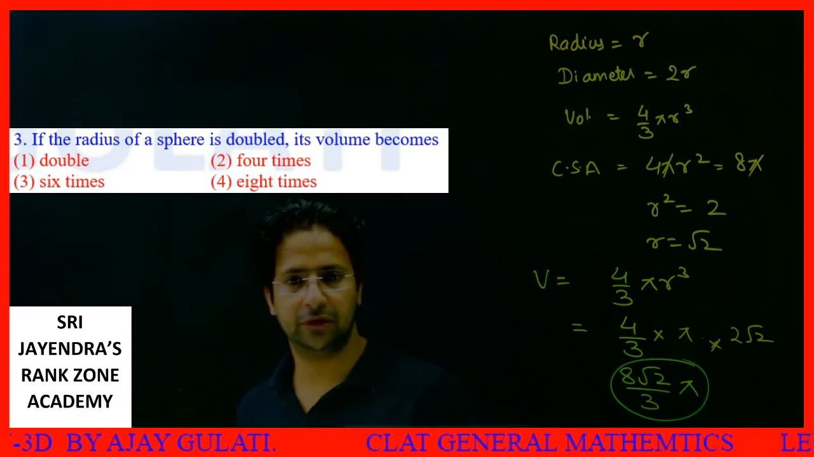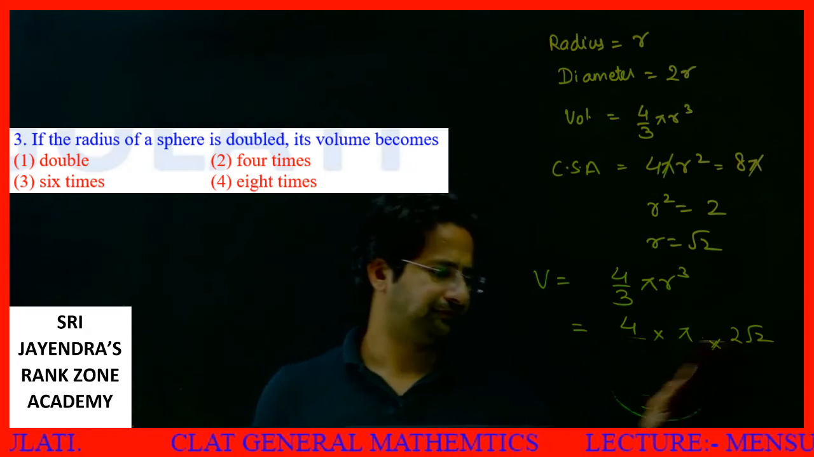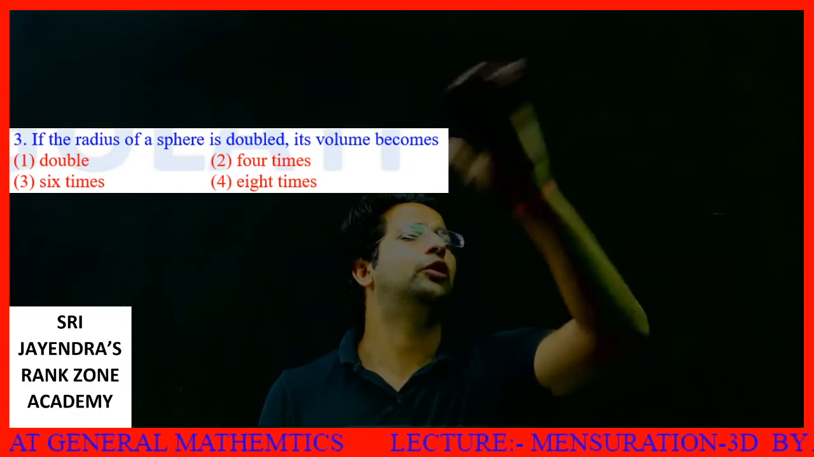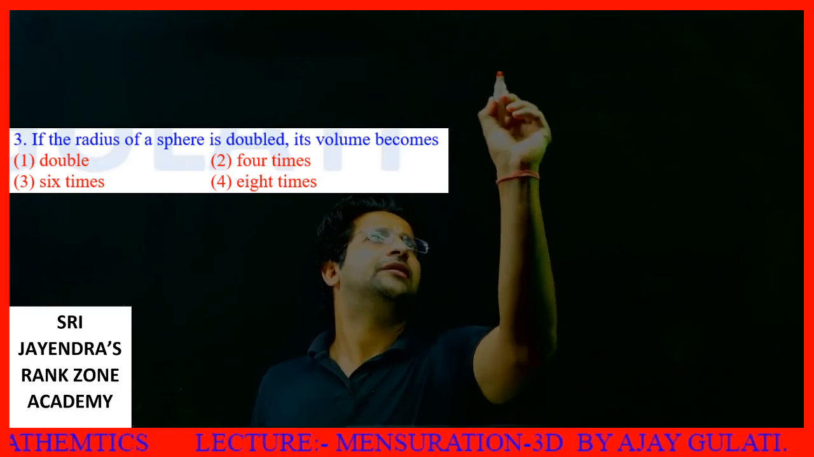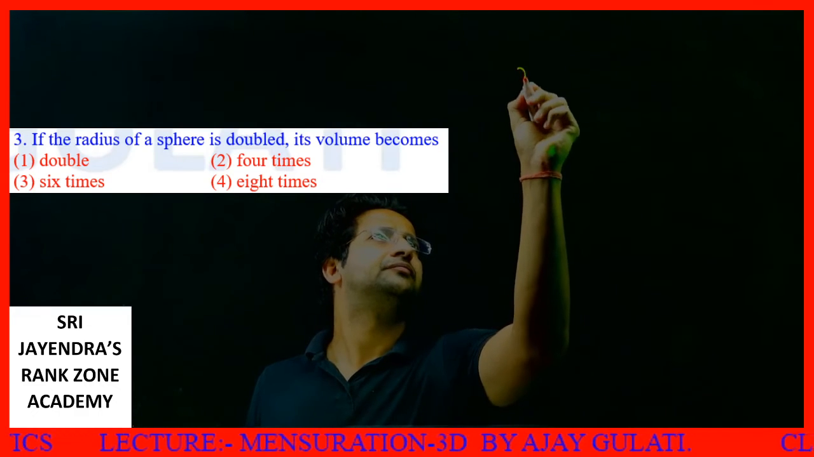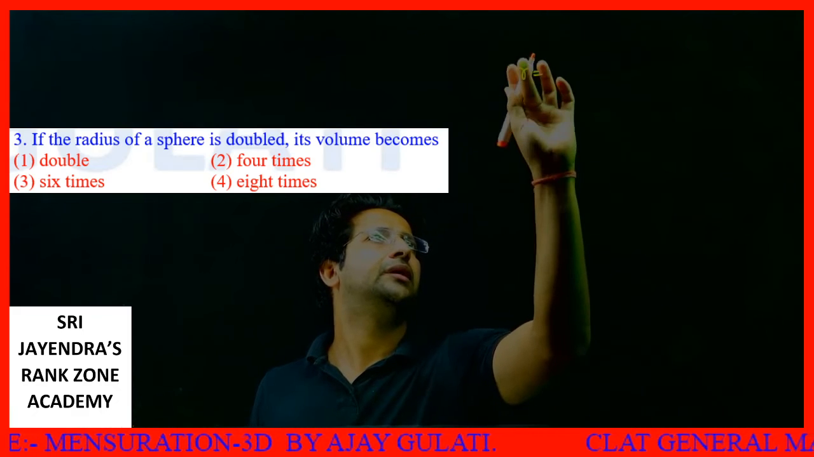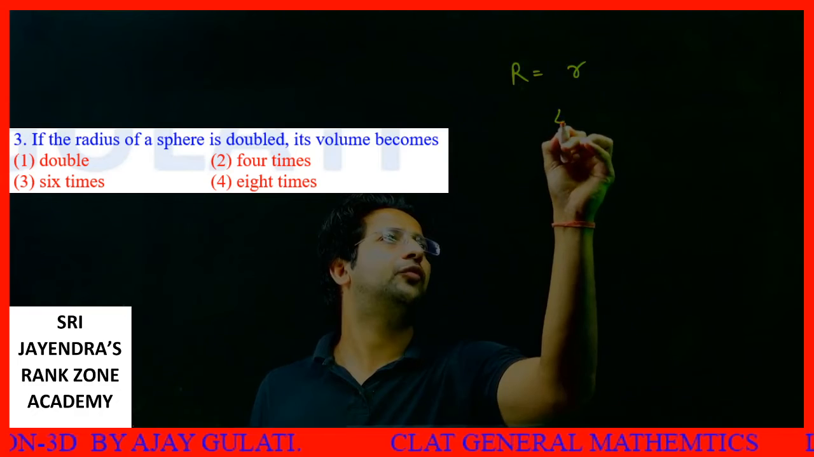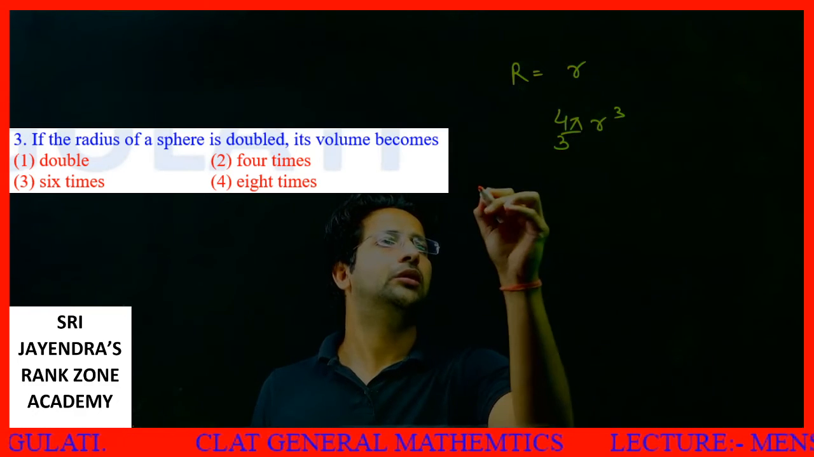This is the next question. The radius of a sphere is doubled. What will be the new volume? Okay. See. Let's say initial radius is equal to r. Initial radius is equal to r. Volume is 4 by 3 pi r cube.